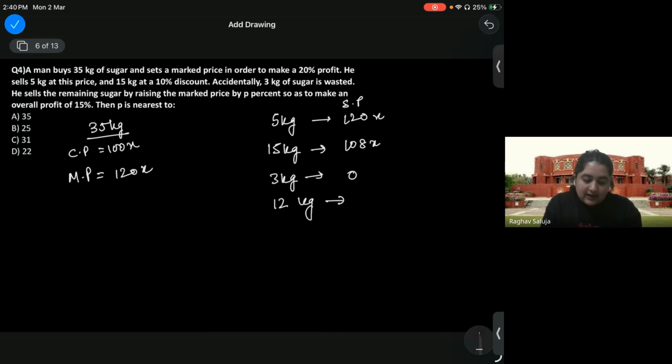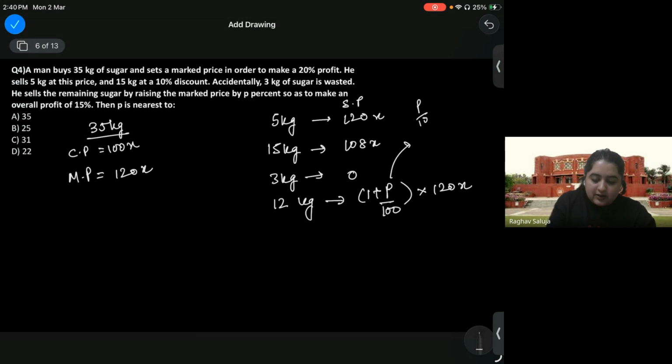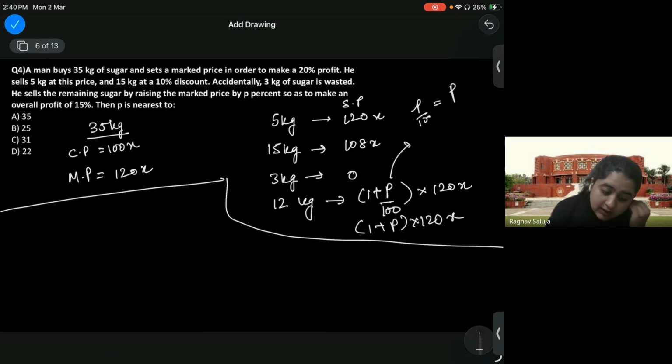And that we sell at an increased marked price, that is 1 plus P by 100 into the initial marked price 120x. For the ease of solving, I'm writing P by 100 as bigger P only. So 1 plus P into 120x. Now it is written that after this, when these quantities are sold at these prices, our profit is going to be 15%.